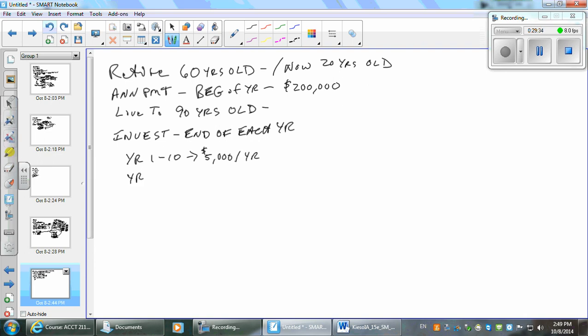And then after 10 years, you're starting to pull down some bucks. $10,000 per year. And none of this gets to go to your college funds for your kids. You have to earn more. This is year 1 through 10. This is year 11 through 20. Then year 21 through 30, let's do $15,000 per year. And now you are 50 years old.